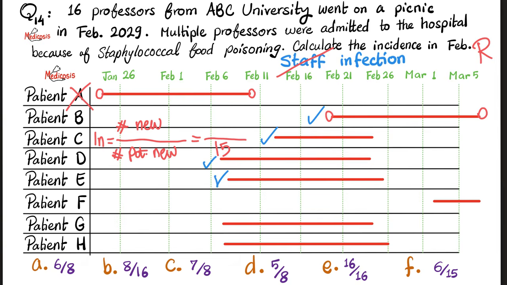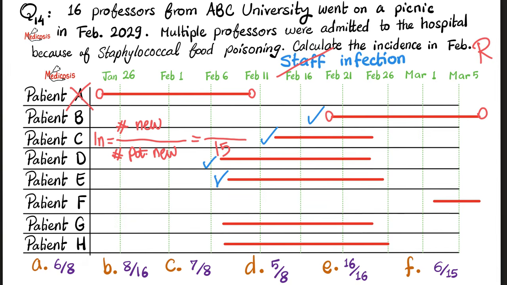D is also with us. How about F? Started in March, not counted in the numerator. Should I count him in the denominator? Of course, because during this period, he was not sick, but he was potential. He could become sick at any moment in February. That's why he's part of my denominator, but not part of my numerator.